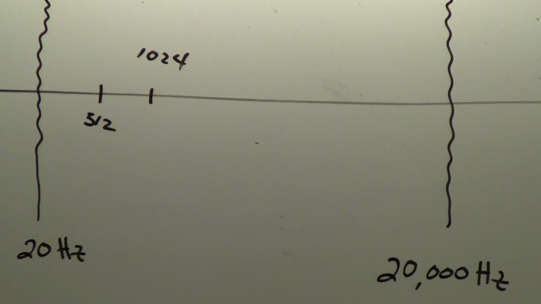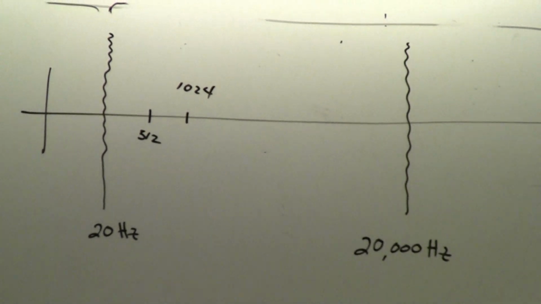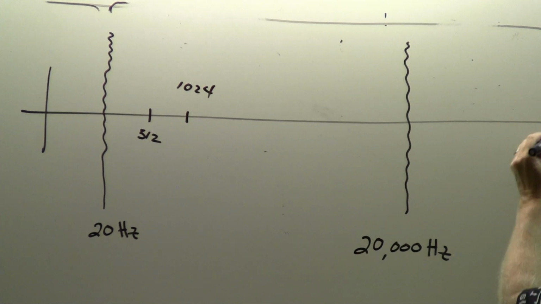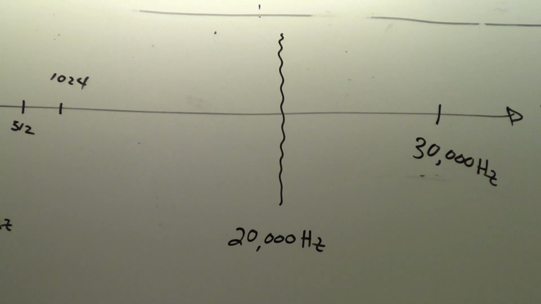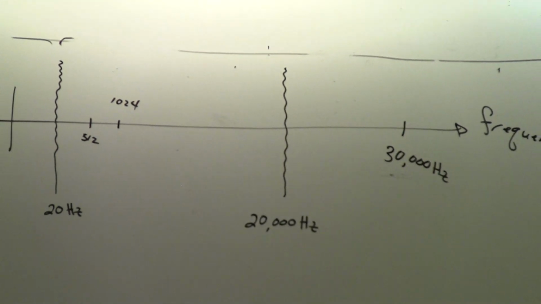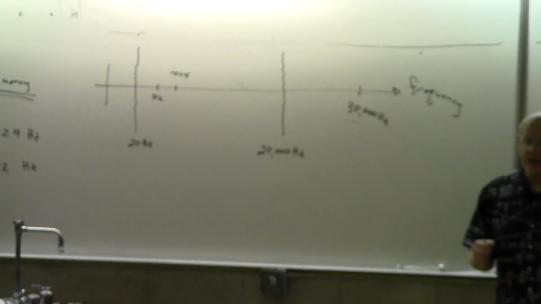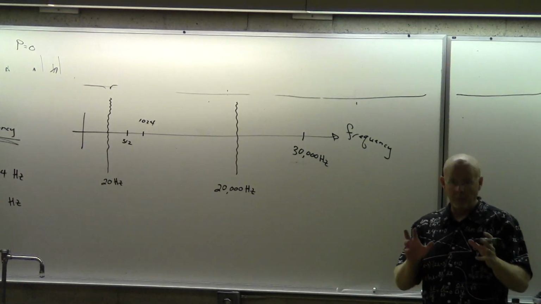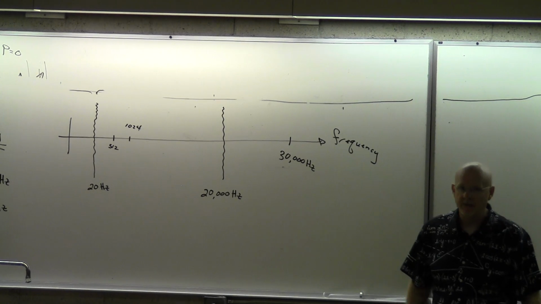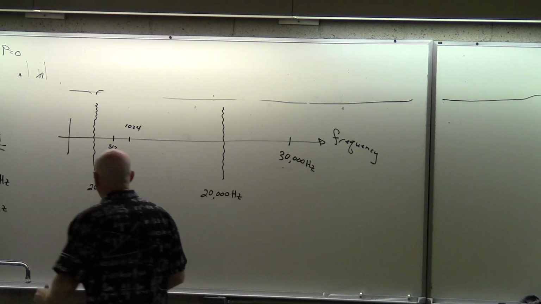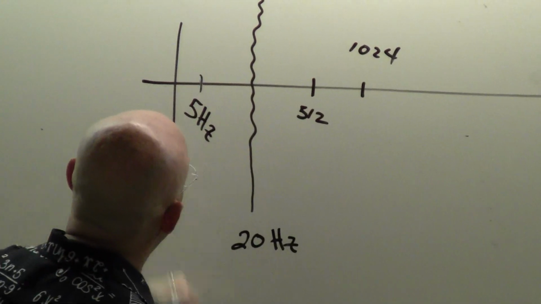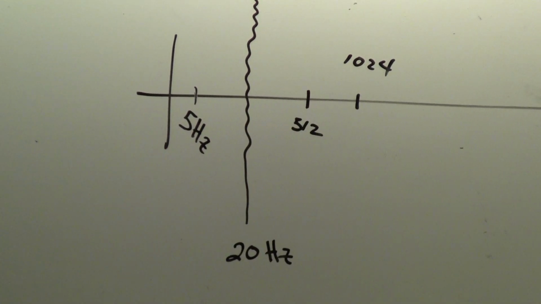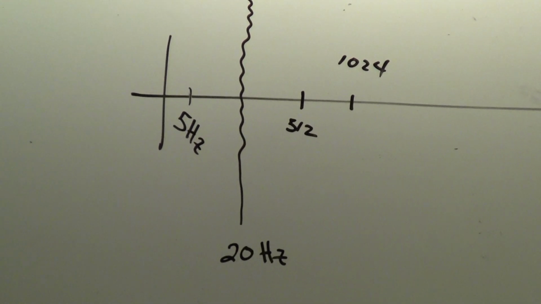However, the physics of sound is much bigger than that. Could there be sounds way out here at 30,000? Sure. Now that would be a heck of a lot of vibrations in 1 second. I get that. But I would still call it sound waves. Could I have sound waves way down here that maybe only go back and forth 5 times in a second? And I want to say, sure, I could.